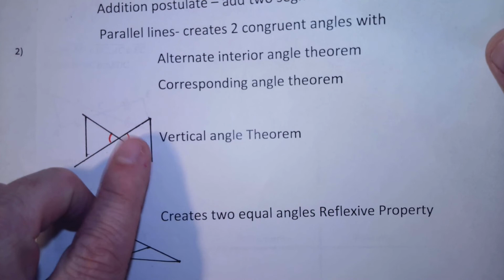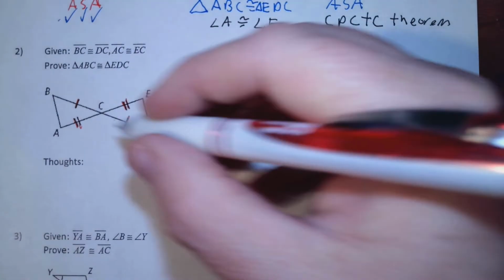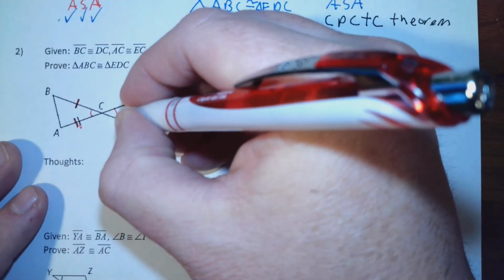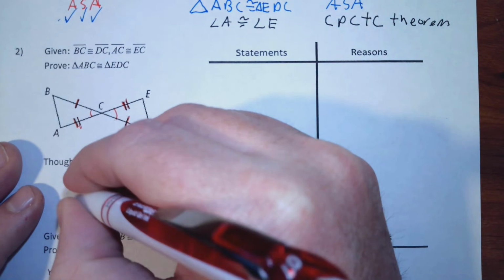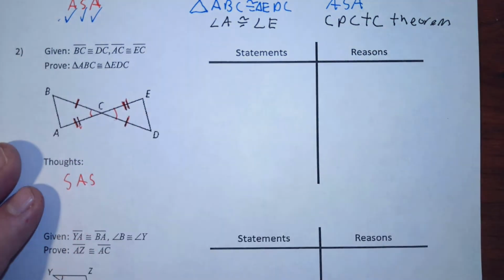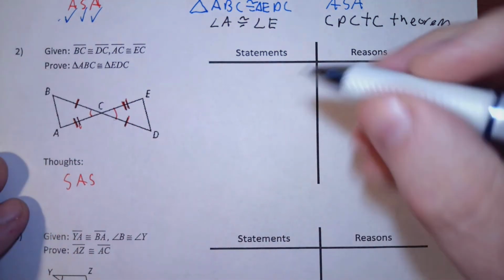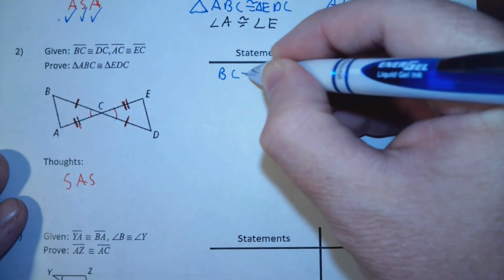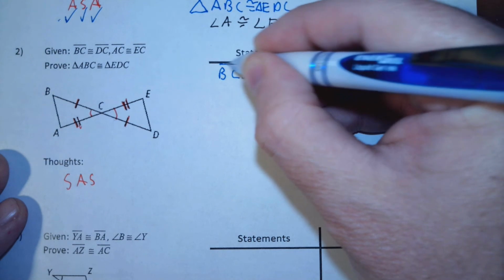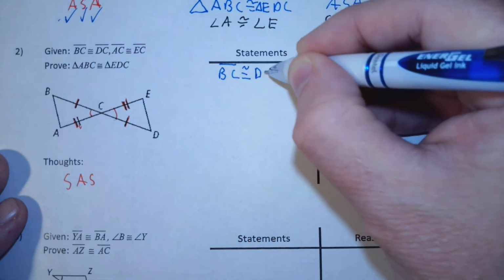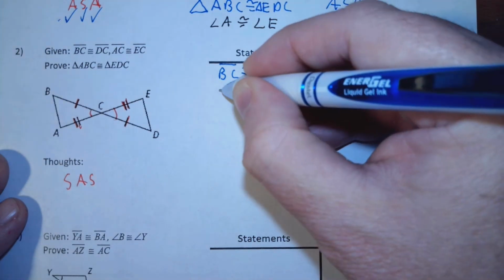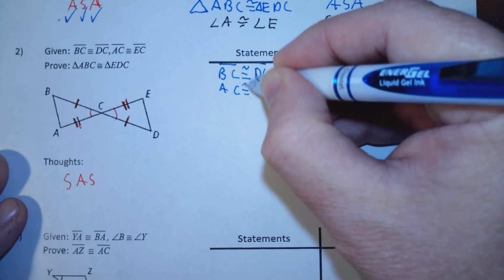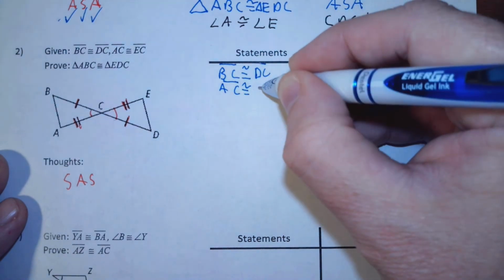vertical angle theorem shape. So I'm going to assume that we're going to do this, and this would be side, angle, side, side, angle, side. So that's what I'm going to try to do. So I'm going to start with my given here. All right, BC is congruent to DC, and AC is congruent to EC.